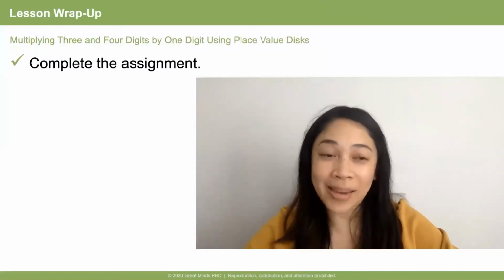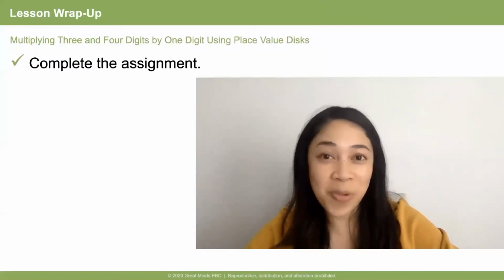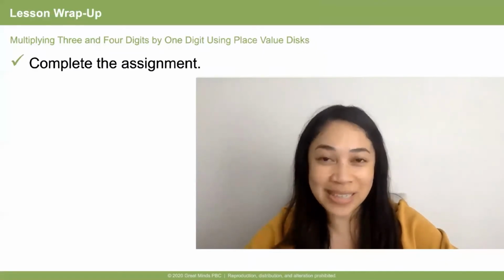Today, we multiplied 3 and 4 digits by 1 digit while using place value discs.